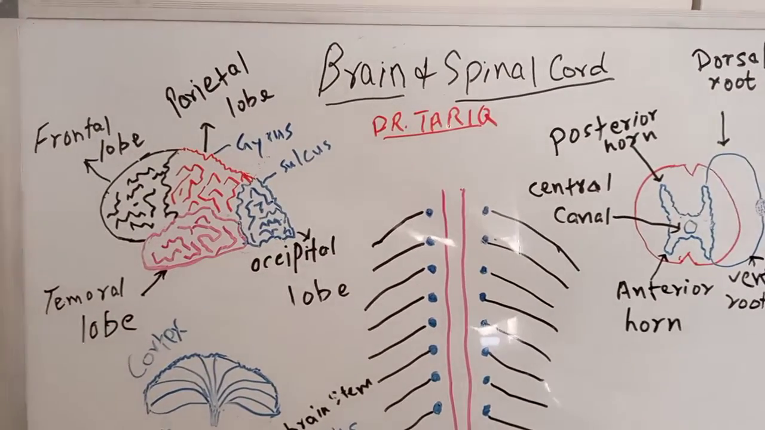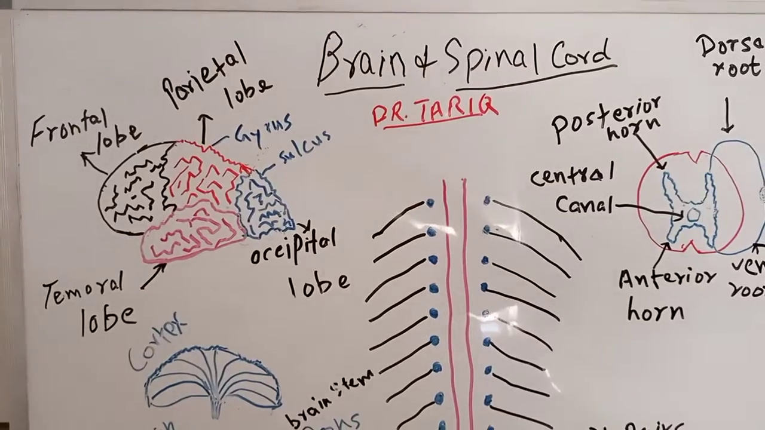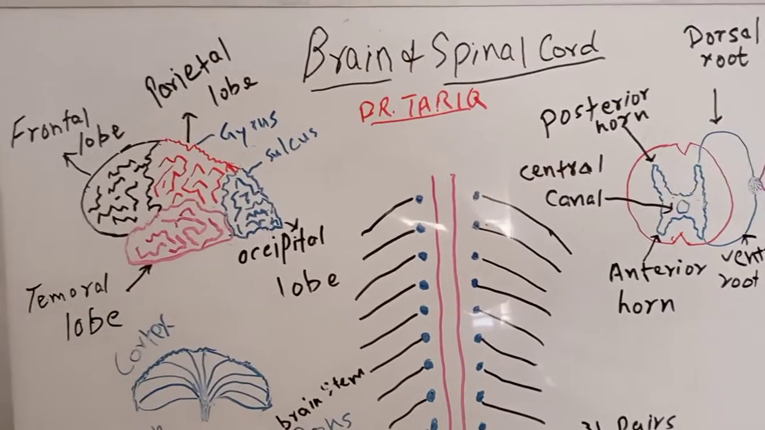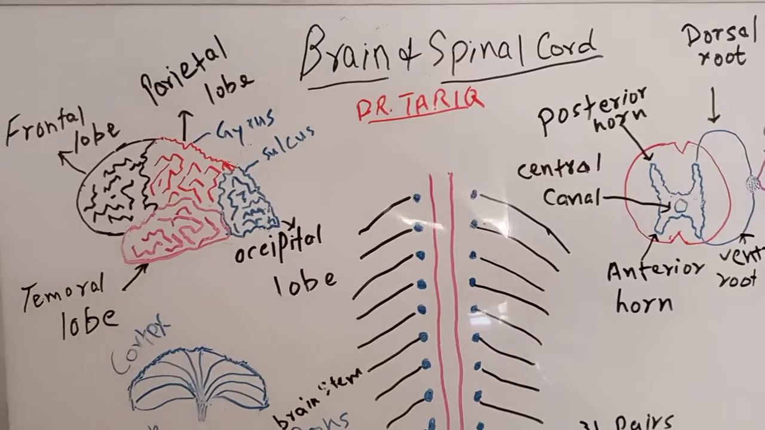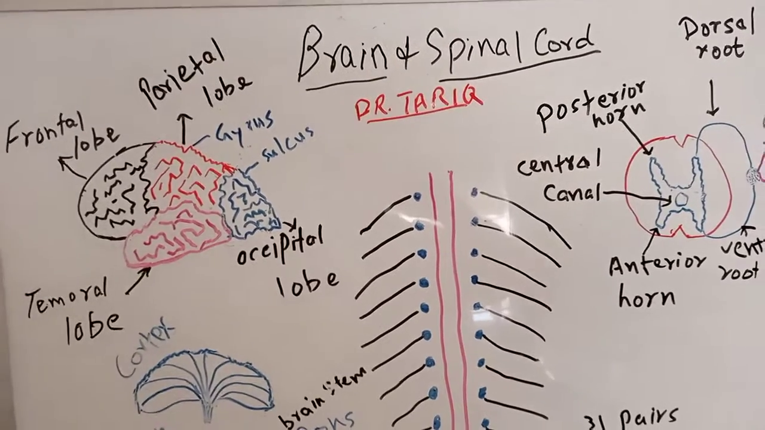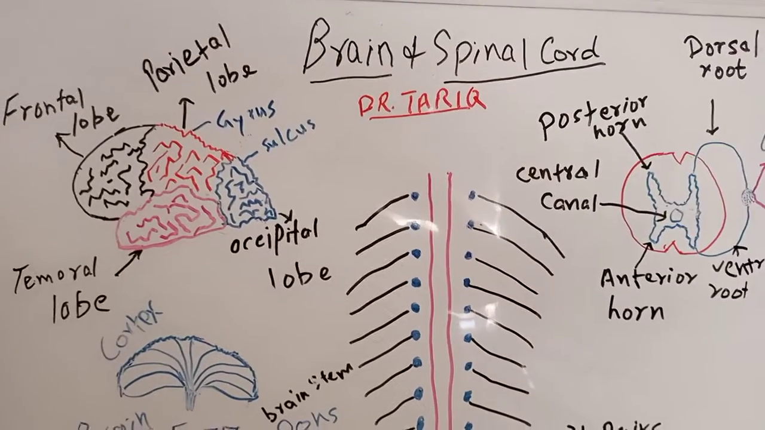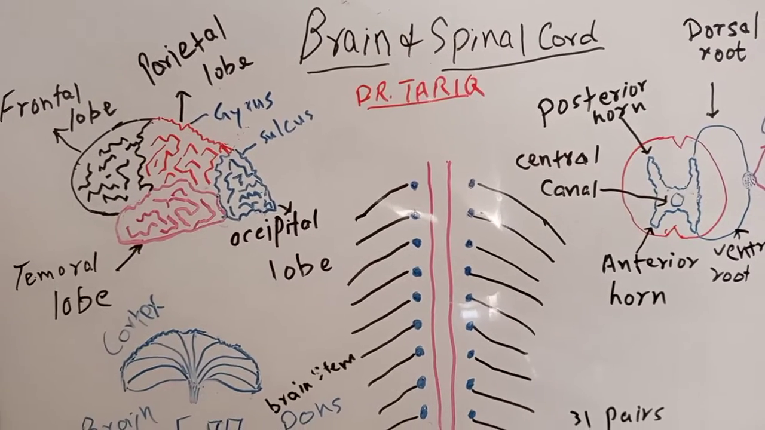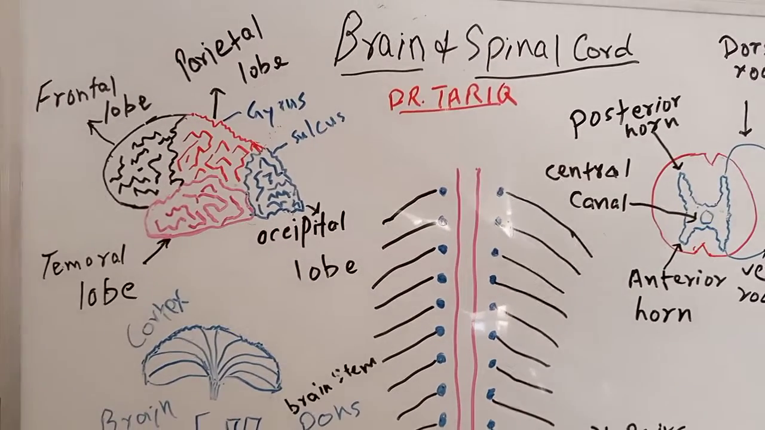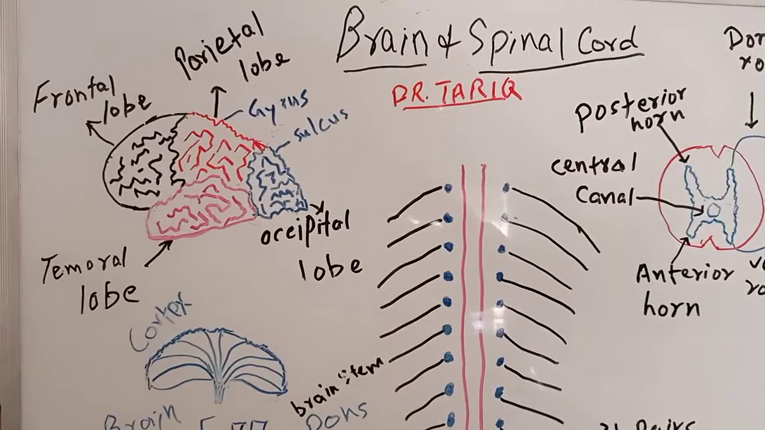Today I am going to discuss brain and spinal cord. Nervous system is divided into two parts: central nervous system and peripheral nervous system. The central nervous system consists of brain and spinal cord. The brain is the largest part of the nervous system.